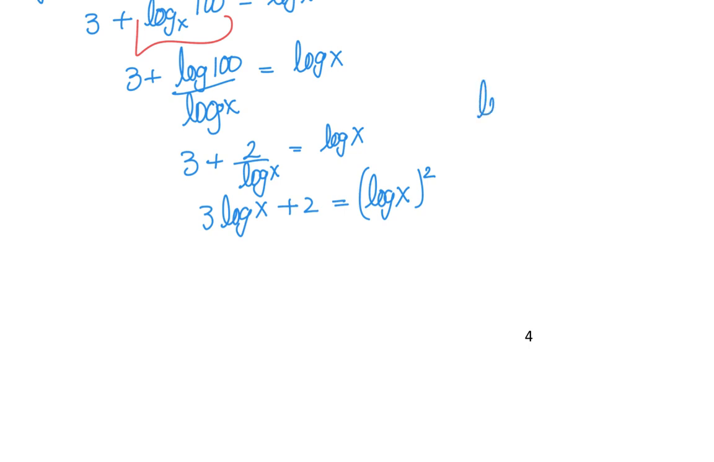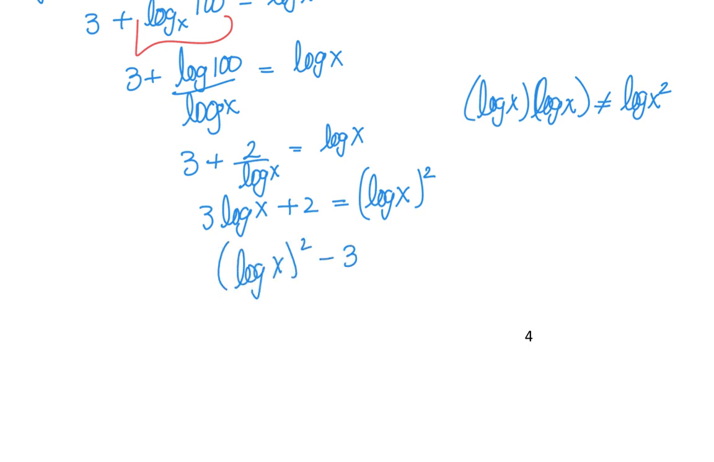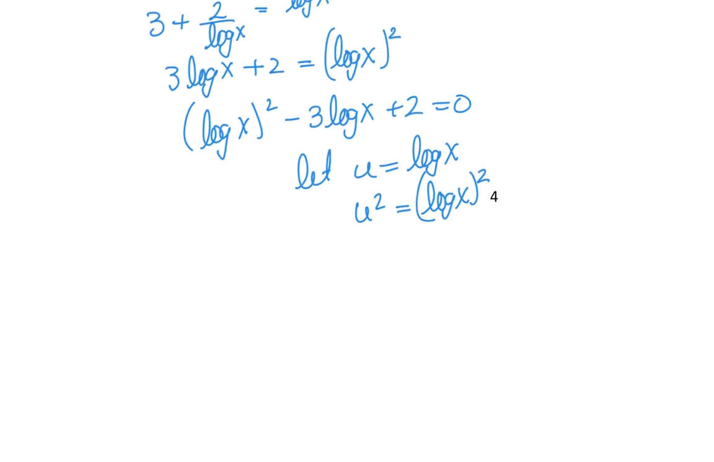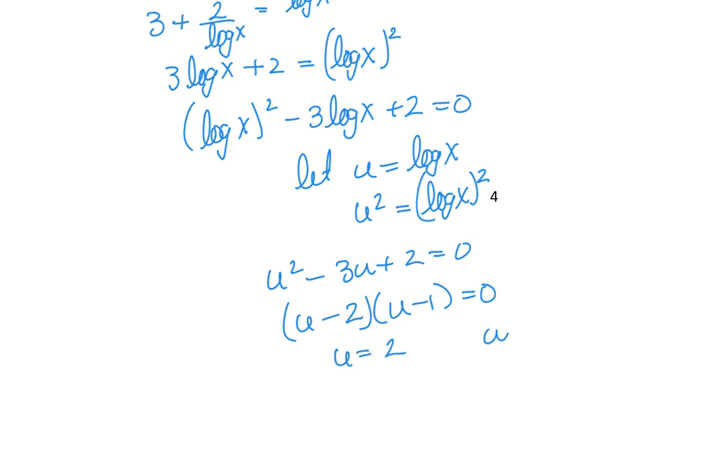This is not the log of x multiplied by the log of x. This is not the log of x squared. It is a log multiplied by the log, so it's log squared. So this is the log of x, the quantity squared, minus 3 times the log of x plus 2 is equal to 0. Now I'm going to let u equal the log of x. That means u squared is equal to the log of x, the quantity squared. So this is reducible to quadratic, so this becomes u squared minus 3u plus 2 is equal to 0. So u minus 2, u minus 1 is equal to 0. So I get u is equal to 2 and u is equal to 1.